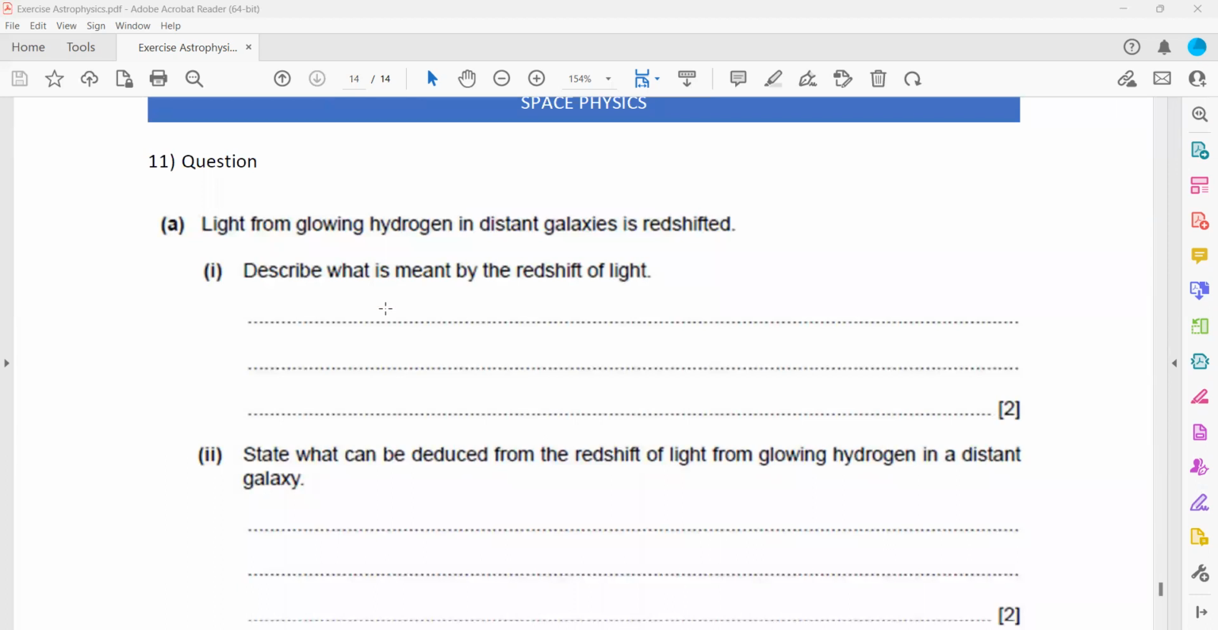Then we have the last question from this exercise, which is about the redshift. Light from glowing hydrogen in distant galaxies is redshifted. What is meant by redshift? So what is the meaning of a redshift? It means that the wavelength which we observe or receive is a longer wavelength than the wavelength emitted.